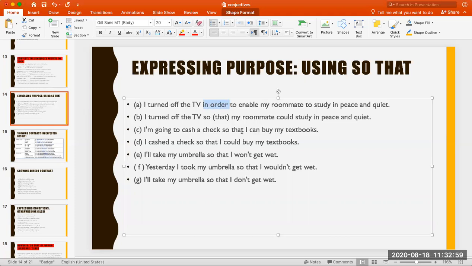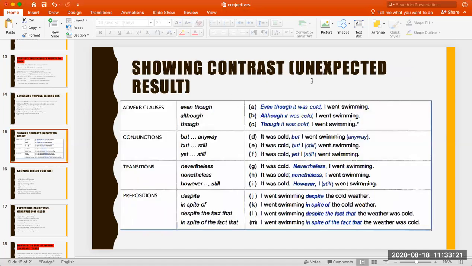If you talk about purpose, so meaning so that. And again, this is a complex sentence, not a compound sentence. Don't confuse it with so, cause and effect, so from the fanboys compound sentences. I'm going to cash a check so that I can buy my textbook, meaning in order to. In order to.